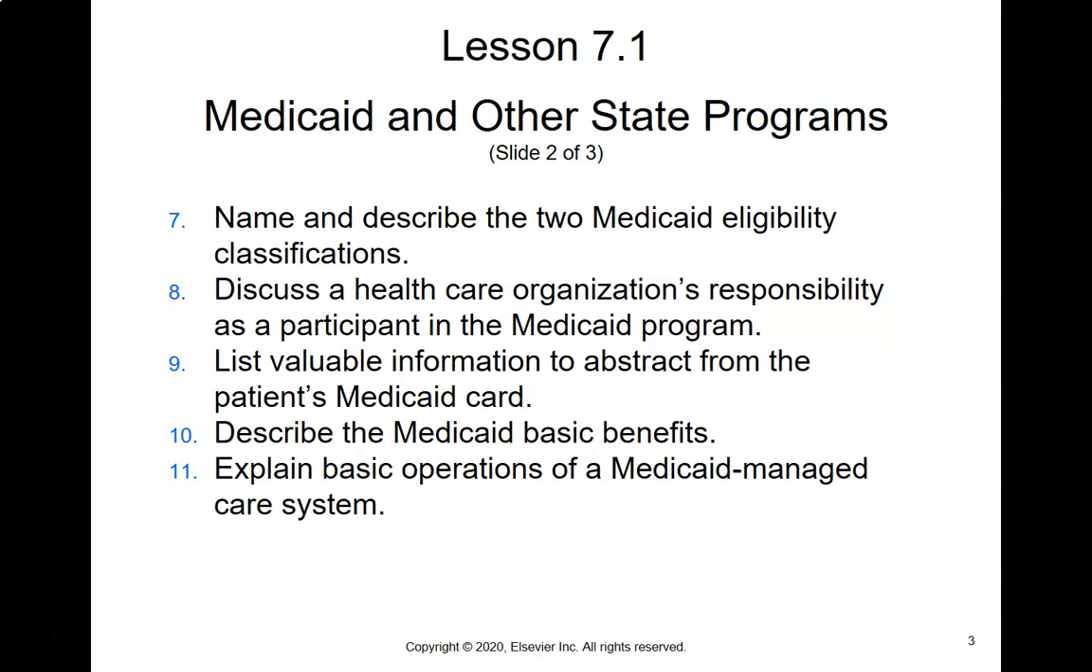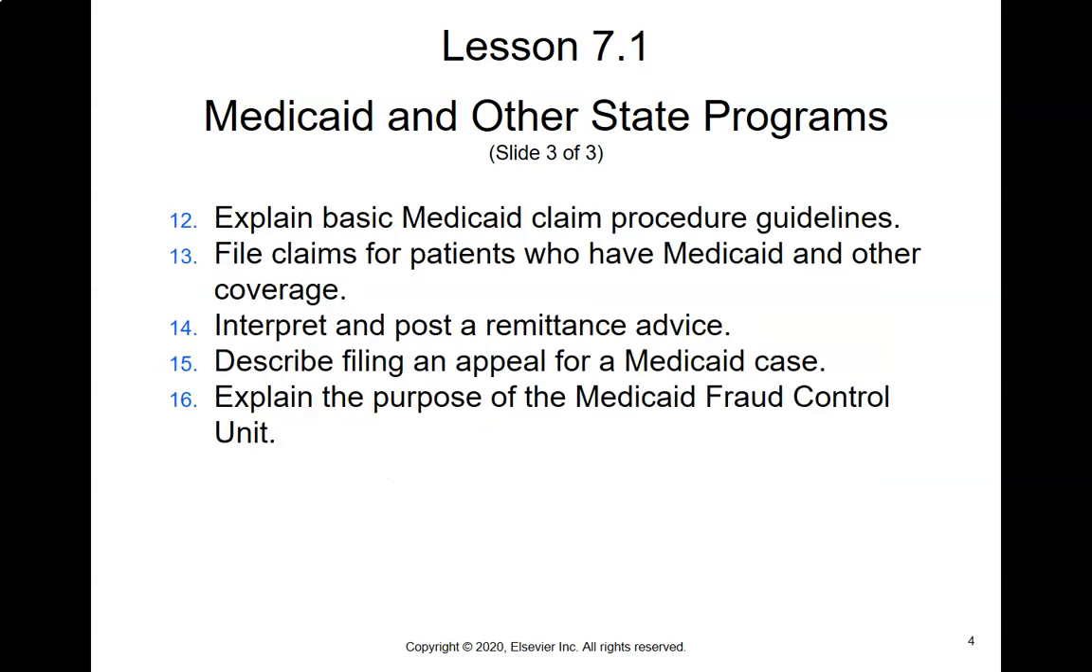10. Describe the Medicaid basic benefits. 11. Explain basic operations of a Medicaid managed care system. 12. Explain basic Medicaid claim procedure guidelines. 13. File claims for patients who have Medicaid and other coverage.